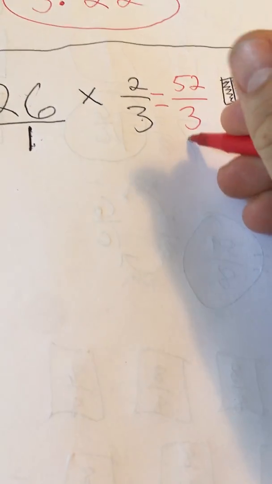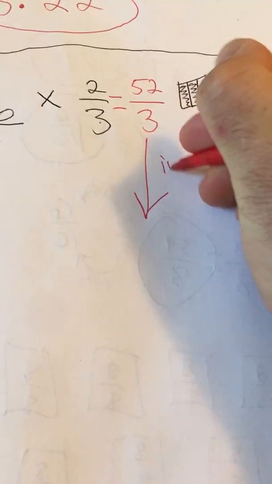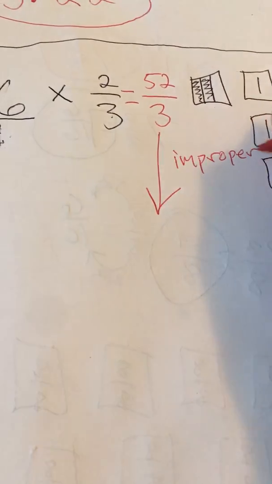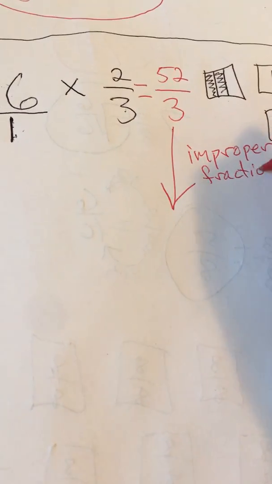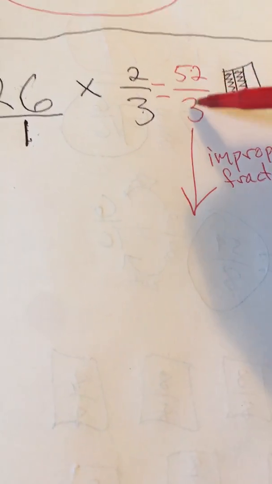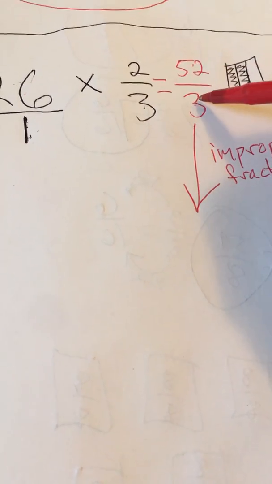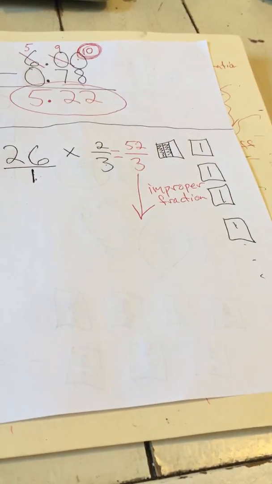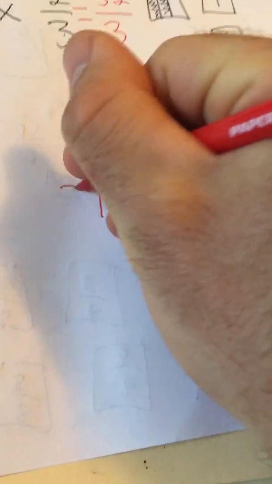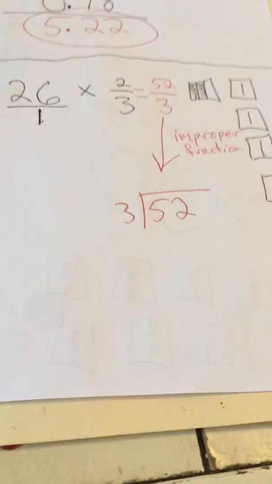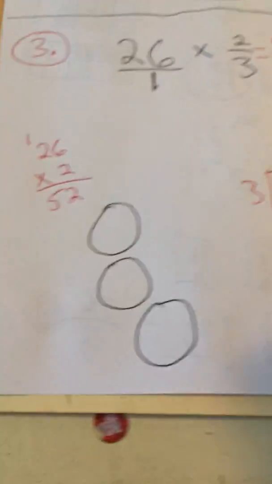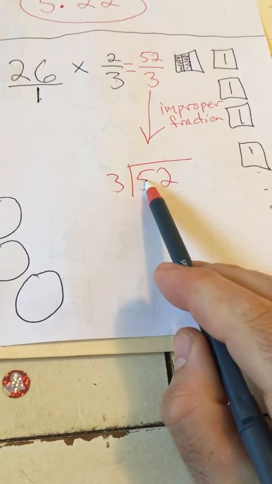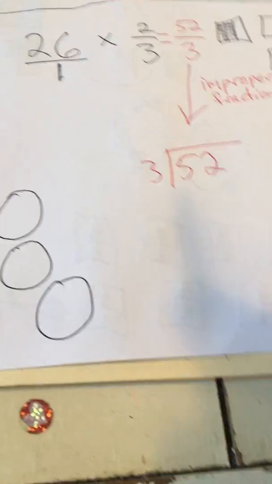So 52 thirds, we cannot leave it like that because that's called an improper fraction. It is greater than 1 because the numerator is bigger than the denominator. So 3 thirds would be 1, so we've got to count by 3 until we get to 52. So what we're really doing is 52 divided by 3. Okay, so if we had 52 of something and we were putting them into 3 equal groups, there's my 3 groups. We have 52 M&Ms, we're putting them into 3 groups.